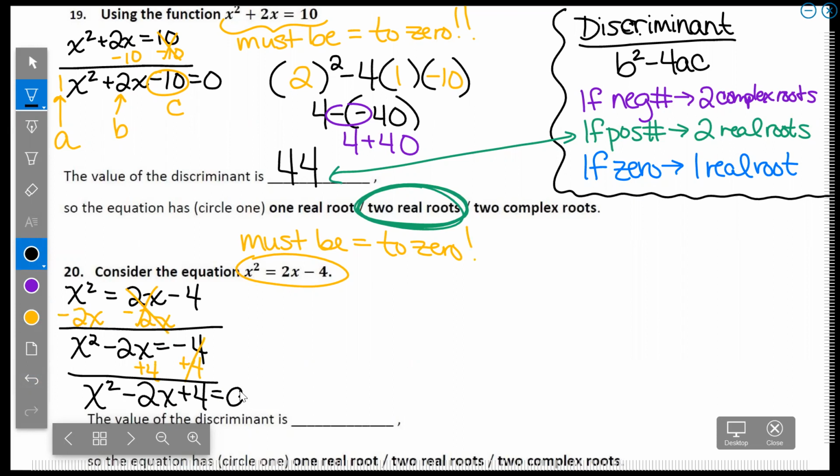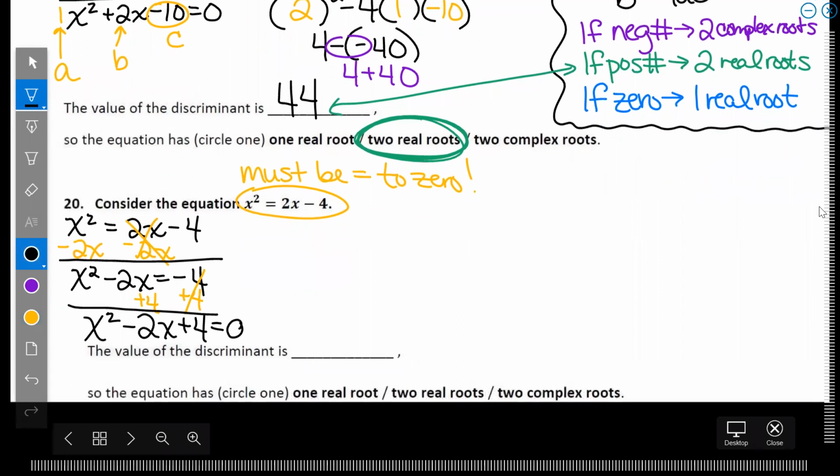So what is my A value? 1. What is my B value? Negative 2. So 1 is A. Negative 2 is B. And what is C? 4.